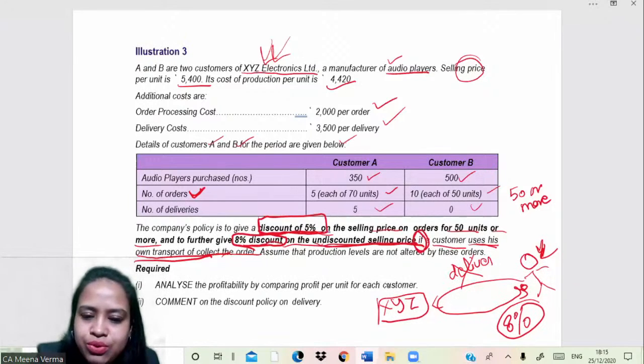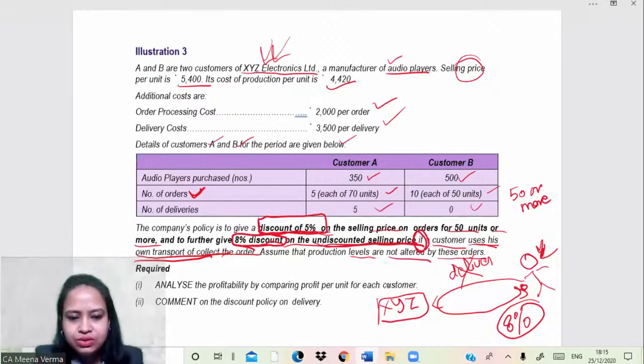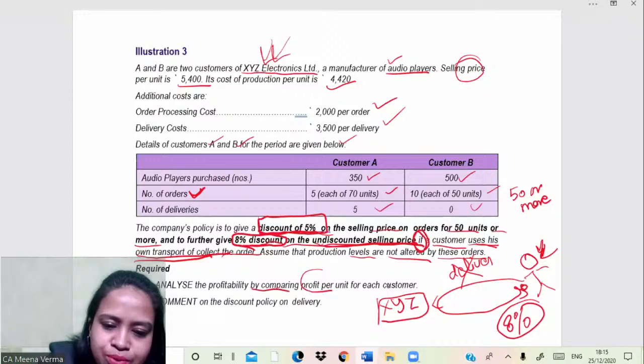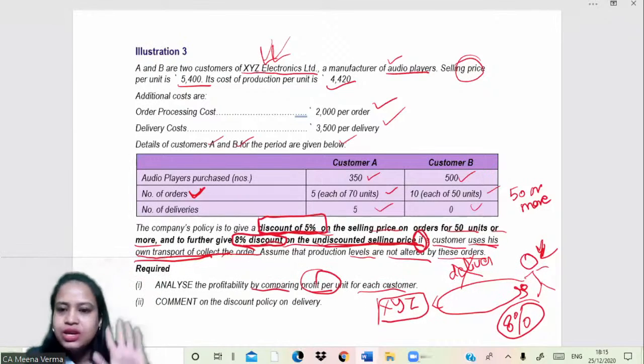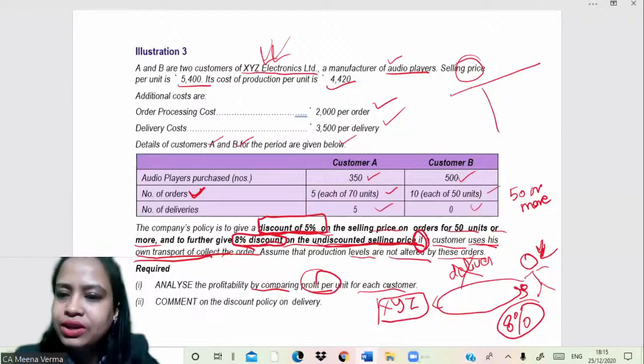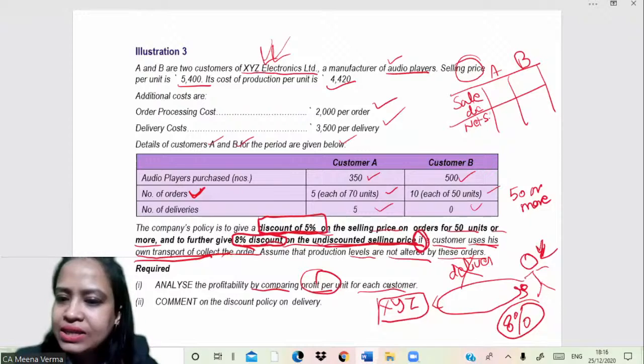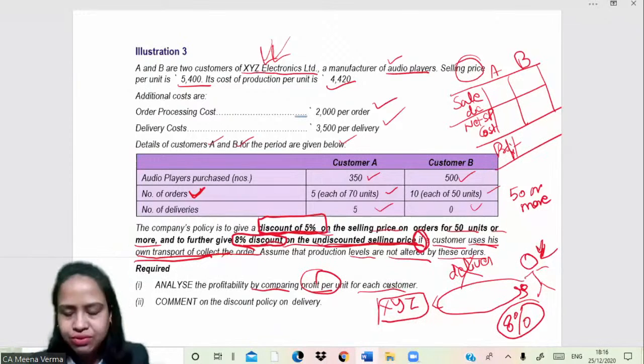Assume that production levels are not altered by these orders. Now analyze the profitability by comparing the profit per unit for each customer. What you have to do is consider both customer A and B, find their sale, then discount, then net selling price, then all the costs you want to consider, then profit. This is what you have to find here.